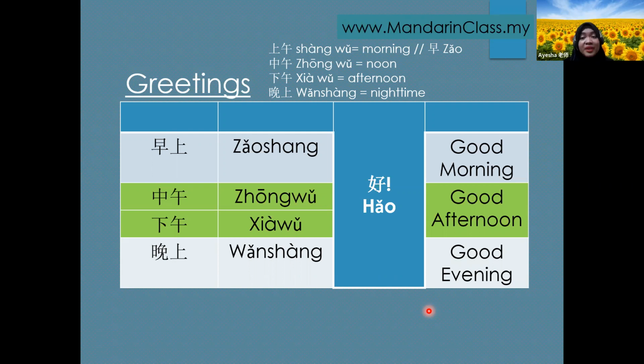And then to make it so that people know that we're talking about time, they added the word 上. Okay? They added the word 上. Therefore, morning has two terms. One is 上午. The second one is 早上. So it has two terms.